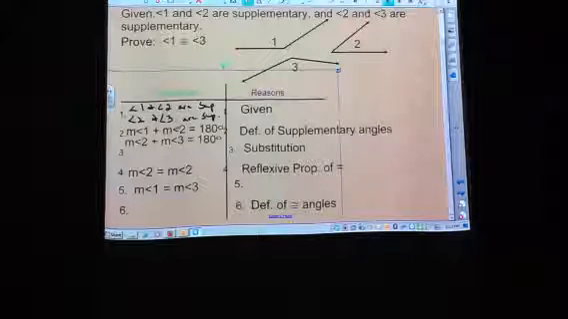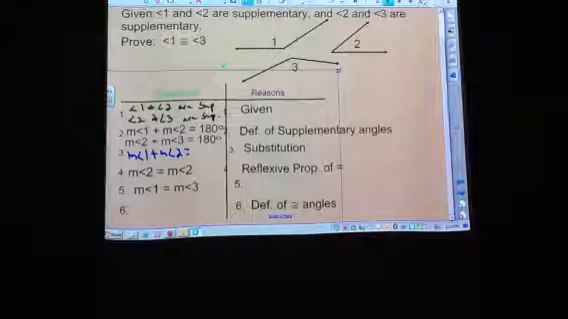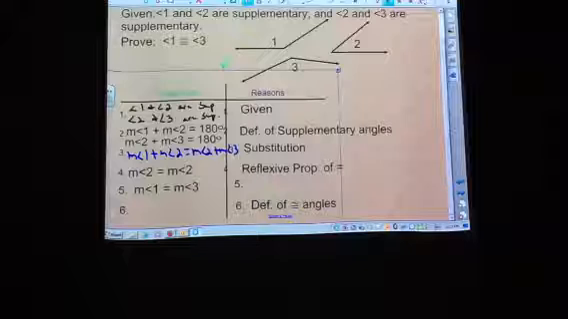So if measure of angle 1 plus measure of angle 2 equals 180, maybe I can plug in that right down here where I have the measure of angle 1 plus the measure of angle 2 equals the measure of angle 2 plus the measure of angle 3. Alright, so I just substituted in there. Now it says the measure of angle 2 equals the measure of angle 2. Notice that that's the mirror again, which is a reflexive property of equality.